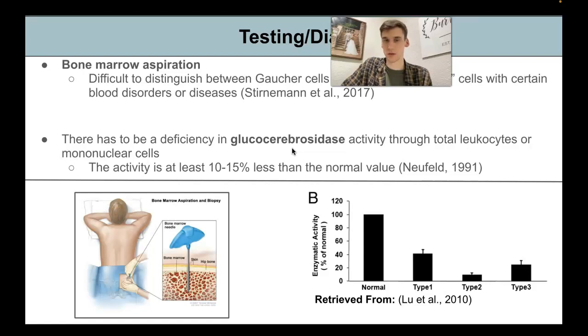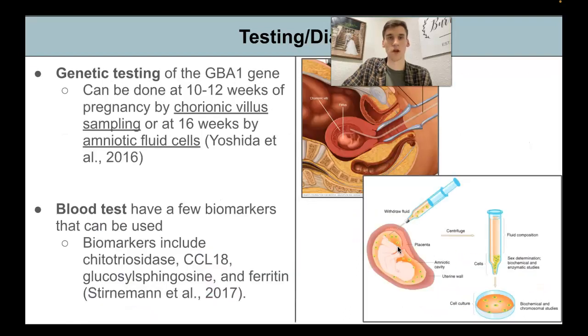Something that is true across the board is there has to be a deficiency in the GCase activity. And we can look at the total leukocytes for that. And generally, it's going to be 10 to 15% less than the normal. So you can see down here at the bottom right, the normal values of activity, and then we see that the type 1, type 2, and type 3 are just way below that.